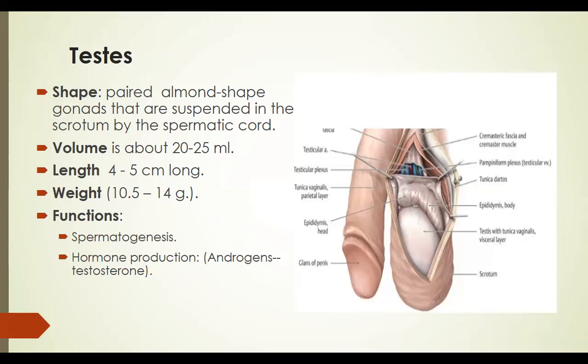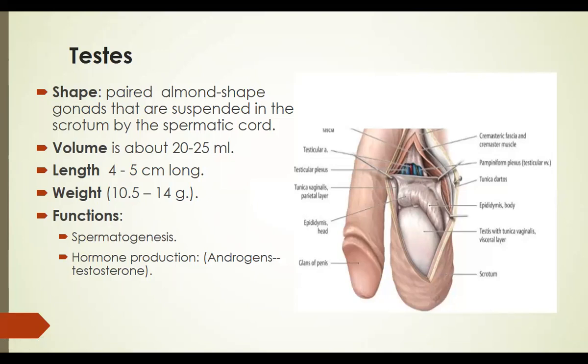And the length, if you want to physically measure it, is almost 4 to 5 centimeters. The weight is very little, 10 to 15 grams. Coming to the functions, as you know, the main primary function of the testis is spermatogenesis. Spermatogenesis means production of the sperm. So this is the main site for spermatogenesis.